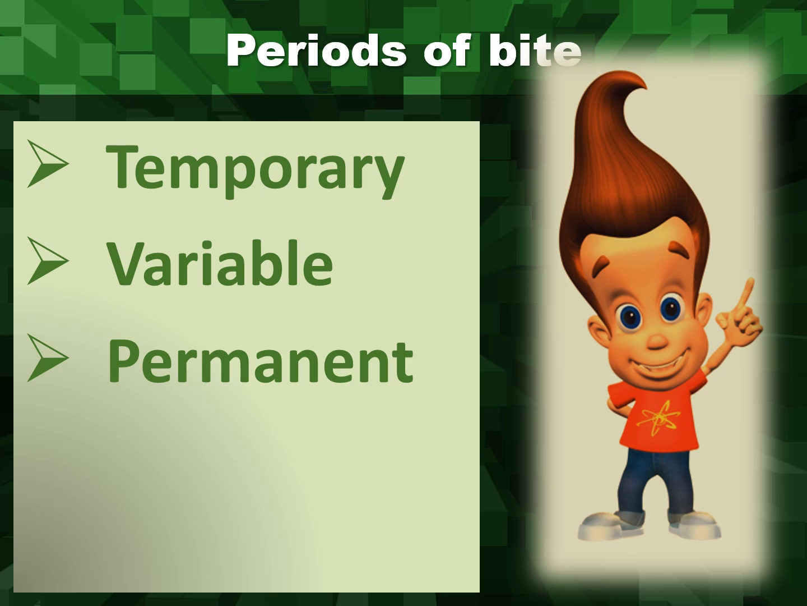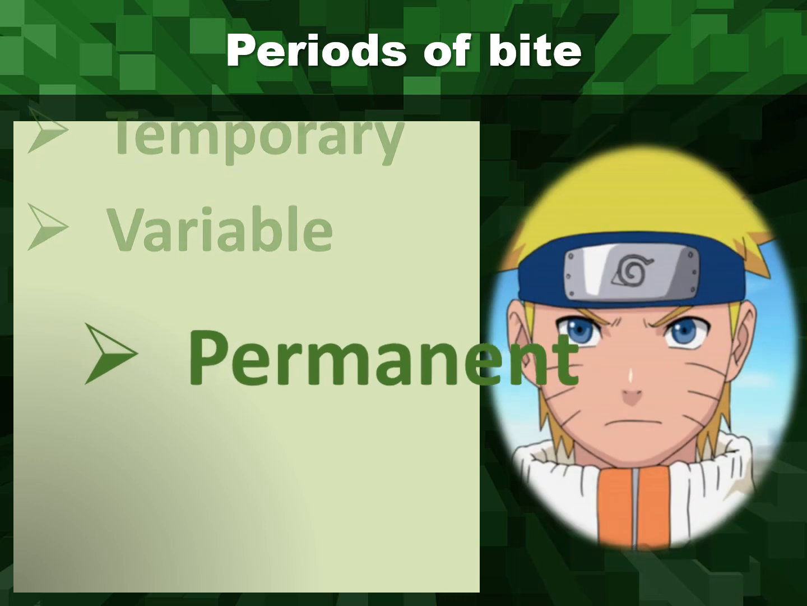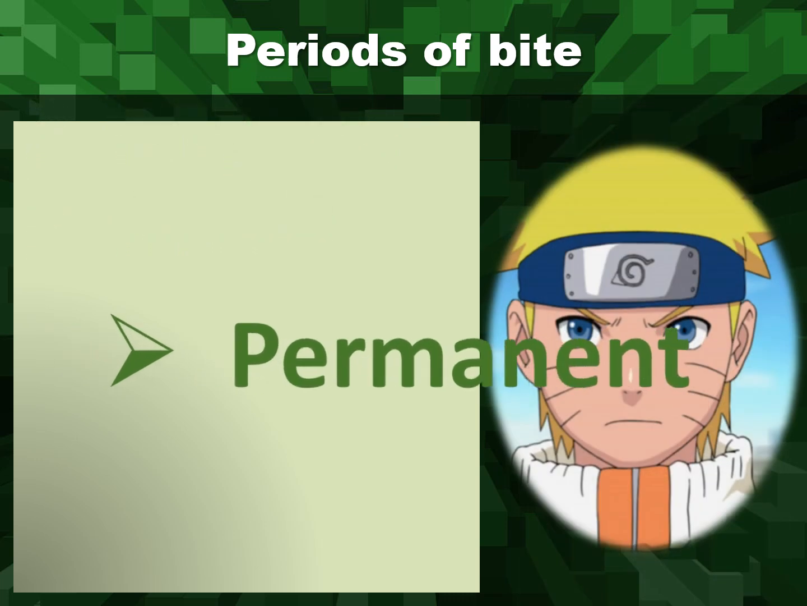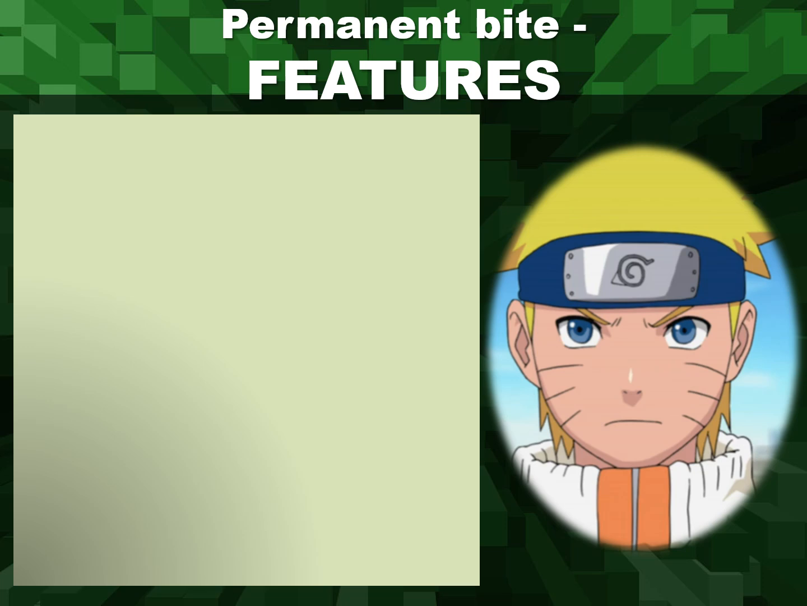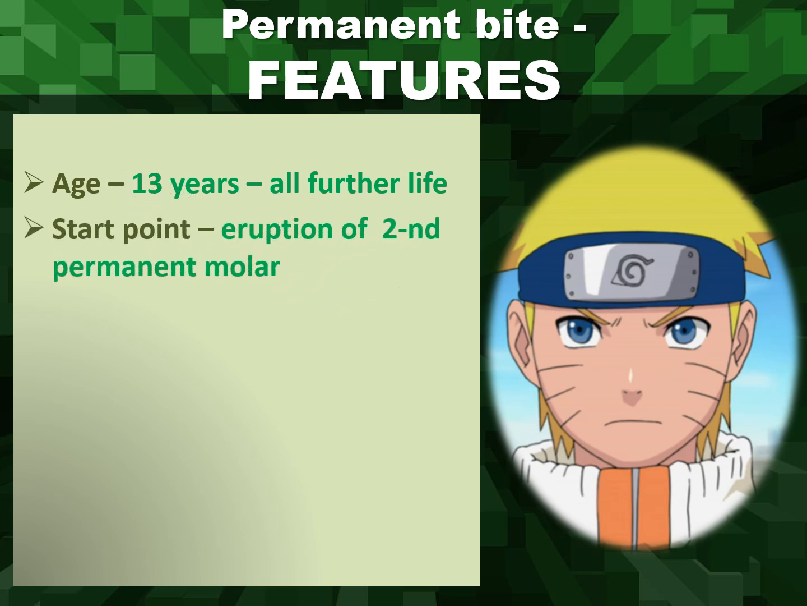And the permanent bite period. What are the features of the permanent bite period? Age from 13 years old and till all further life, or maybe till the fallout of the last permanent tooth. Start point: eruption of the second permanent molar.